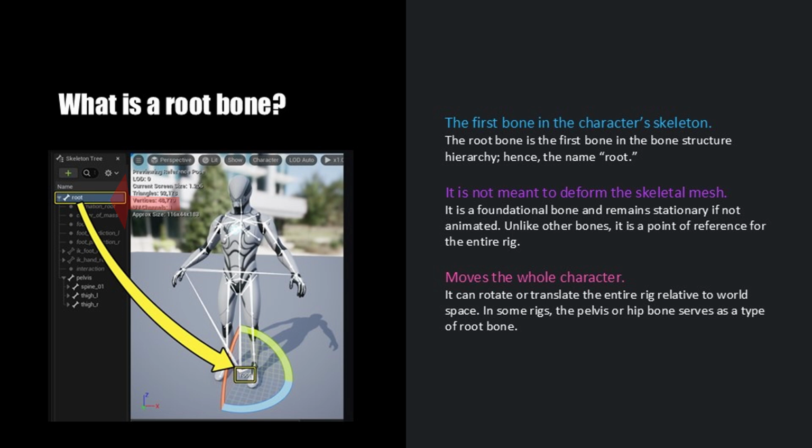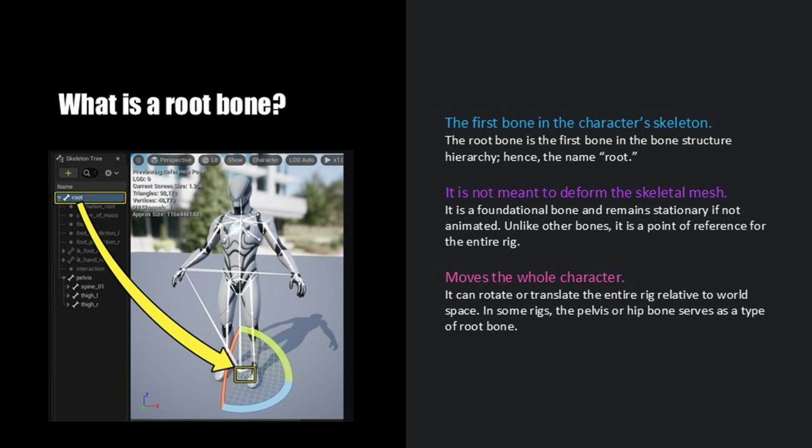What's different about the root bone is that it's not meant to deform the skeletal mesh. All the other bones are meant to deform the skeletal mesh and bend it or twist it in one way or another. But the root bone is a foundational bone, and it remains stationary if it's not animated or otherwise moved. Unlike other bones too, it also serves as a point of reference for the entire rig, leading to the very next point, which is essentially it can move the whole character without affecting the actual animation of the skeletal rig. It can rotate, it can translate or change location or position in 3D space relative to world space. So that's what the root bone is.